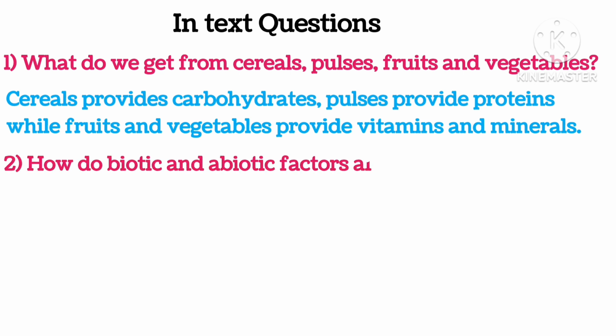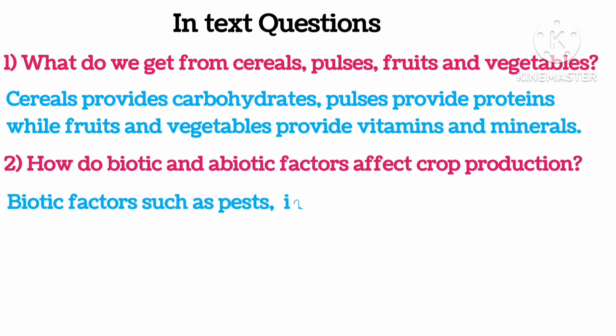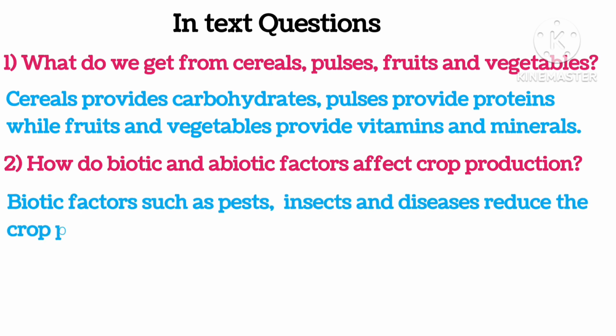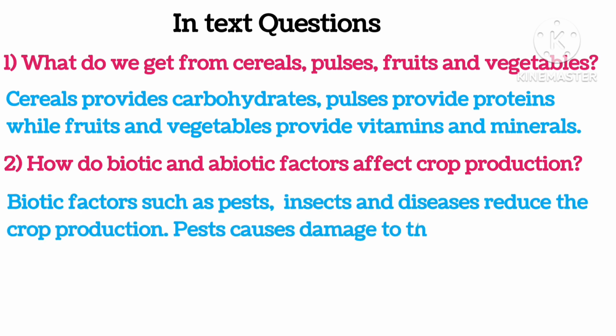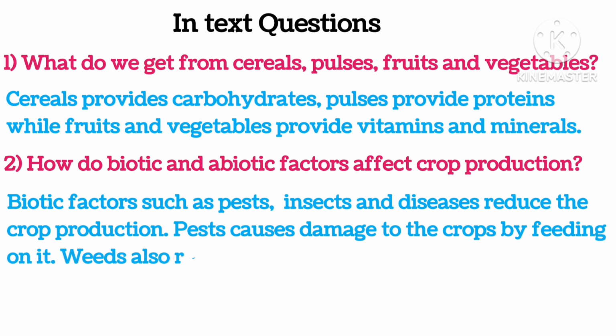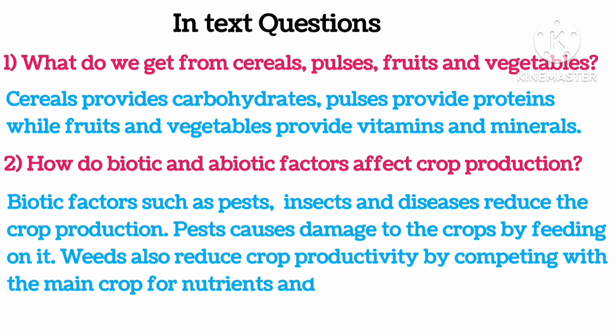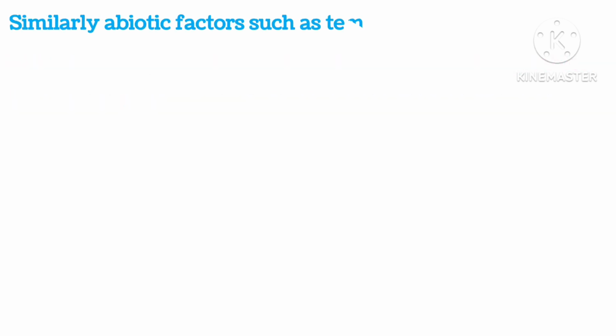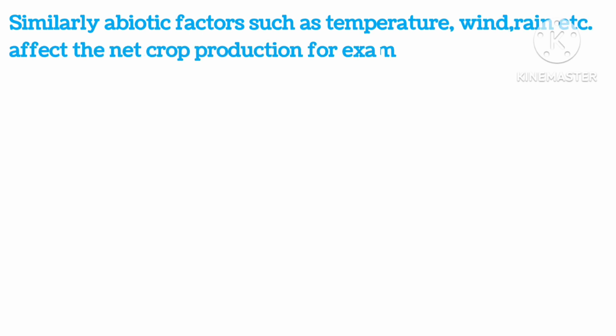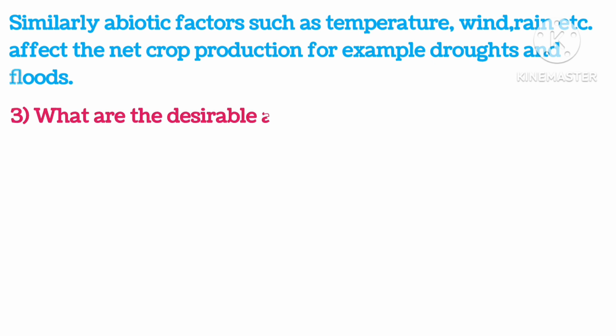How do biotic and abiotic factors affect the crop production? Biotic factors such as pests, insects, diseases reduce the crop production. Pests cause damage to the crops by feeding on it, and weeds also reduce crops' productivity by competing with the main crop for nutrients and light. Similarly, abiotic factors such as temperature, wind, rain, etc. affect the net crop production, for example, droughts and floods.